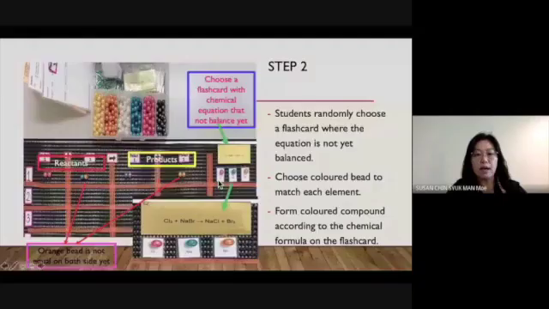Next, students are going to find out how many elements are involved in the whole chemical equation. For each element, they will use one color bit to represent the element. As you can see on the flashcard, we have chlorine, sodium, and bromine. Therefore, they are using 3 different color bits. After that, they will arrange according to the reactants and products in their columns.